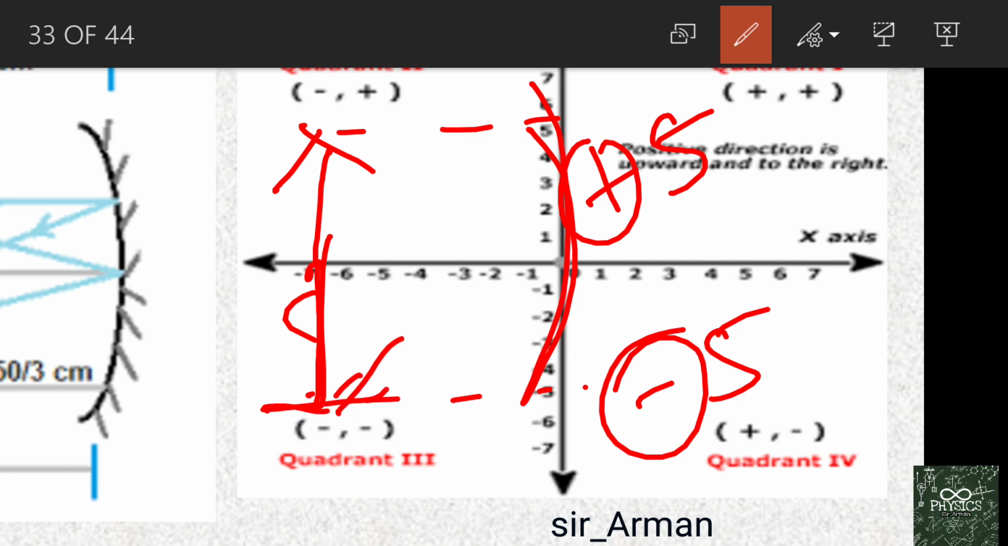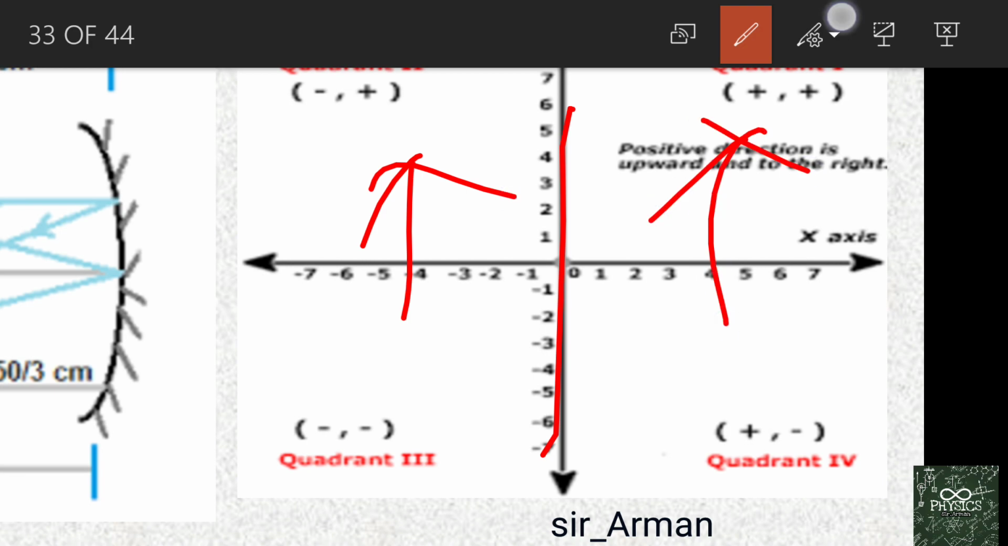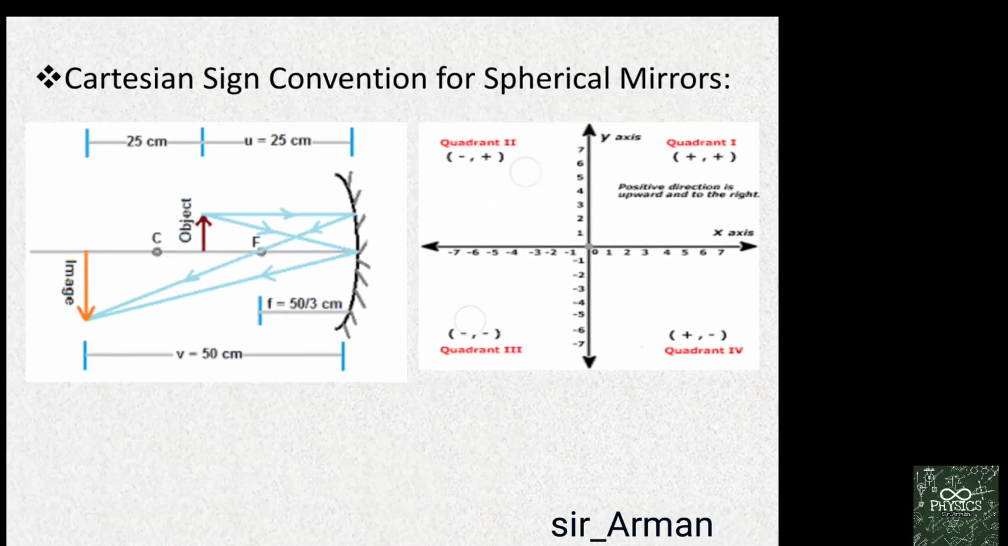So by just seeing the plus and minus signs, we can easily identify whether the image is real inverted or virtual erect. In the case of a plane mirror, we have seen that the image is virtual and erect, but in the case of a concave mirror, the image is real and inverted. So the sign convention makes the study very easy.